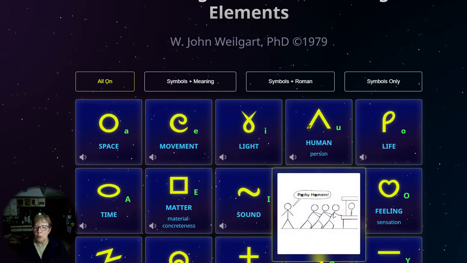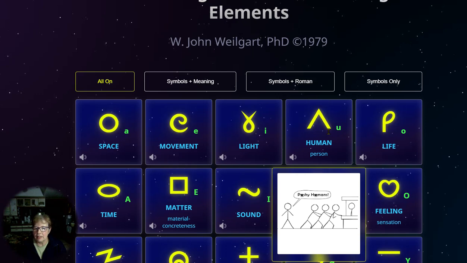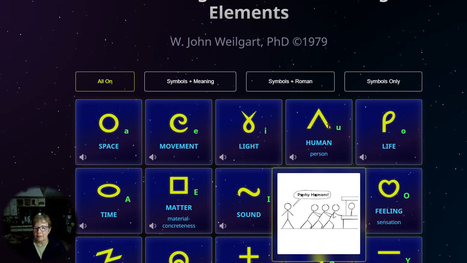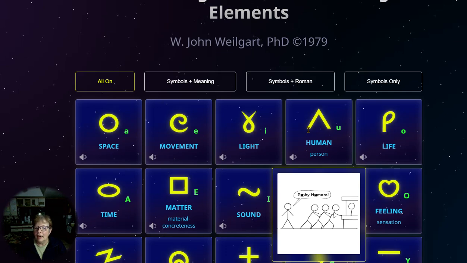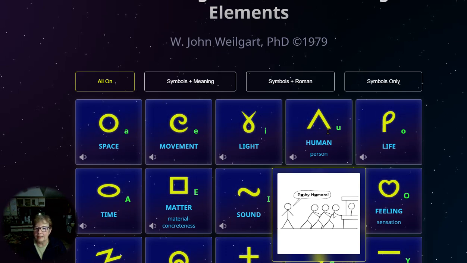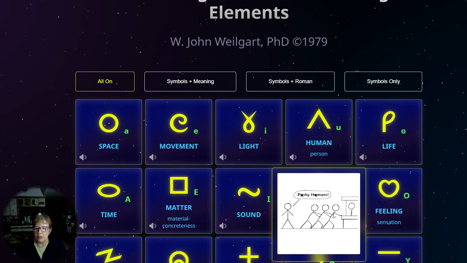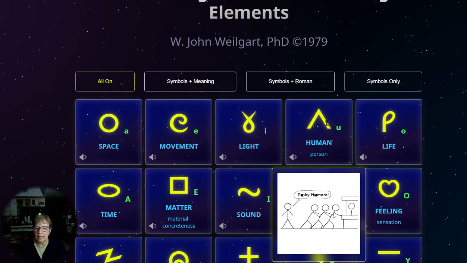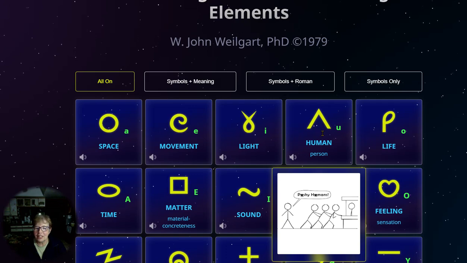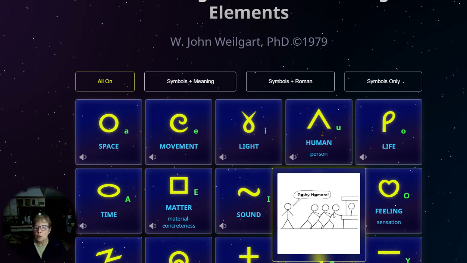And then U, human, is like the arms or the legs of a human being, showing their duality, their dichotomy. The Chinese symbols are very similar. Pronounced U as in human. And here we have pushy humans, U.